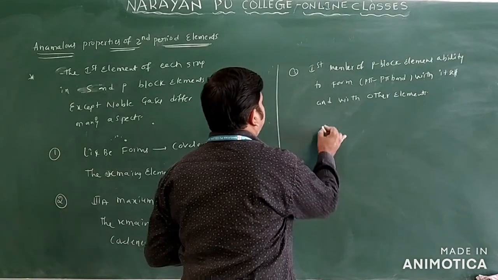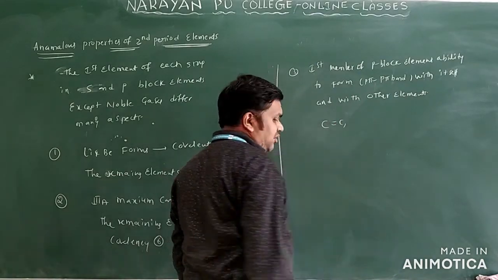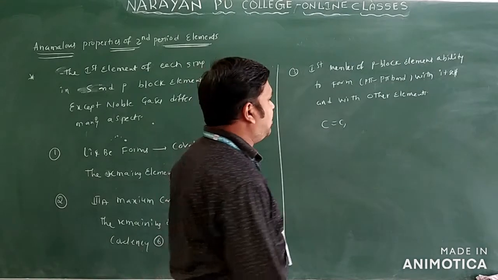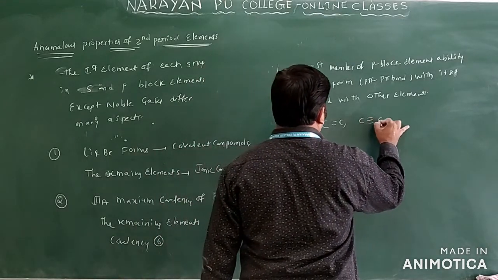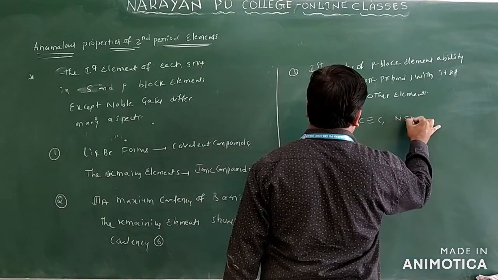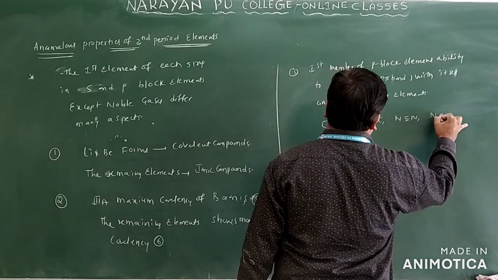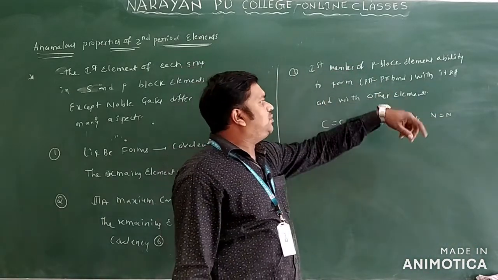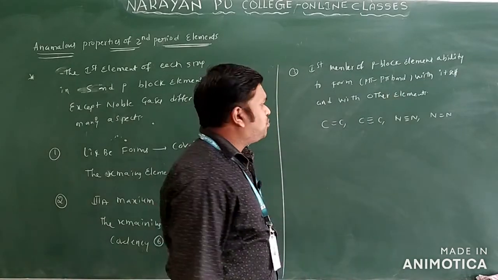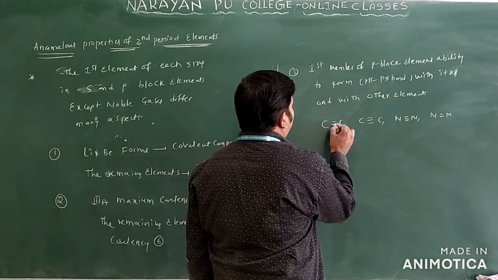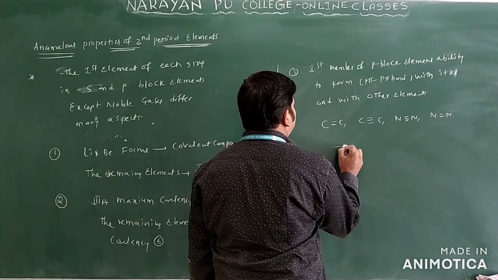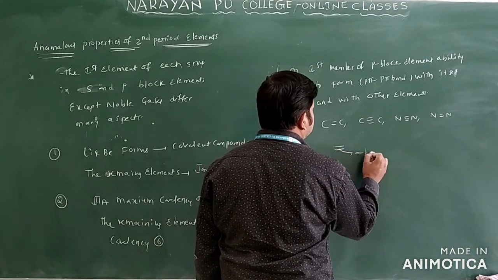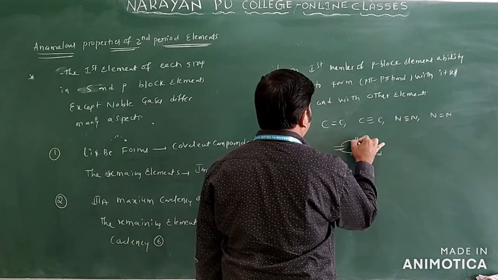Suppose I am here, carbon combined with carbon to form a double bond. Between carbon and carbon, maybe a triple bond exists. Between nitrogen and nitrogen, a double bond or triple bond exists. They will form p pi bonds with themselves only. Here, this is a sigma bond. In a double bond, one bond is a sigma bond.